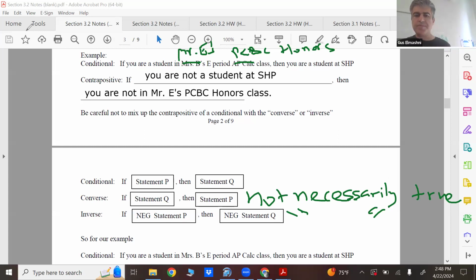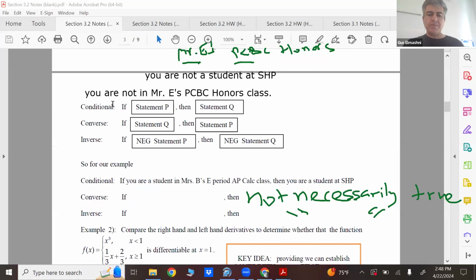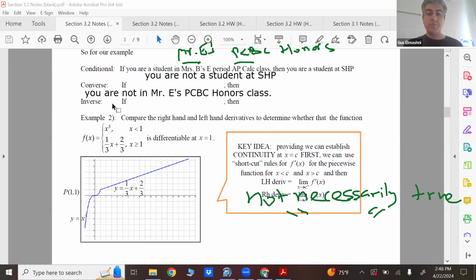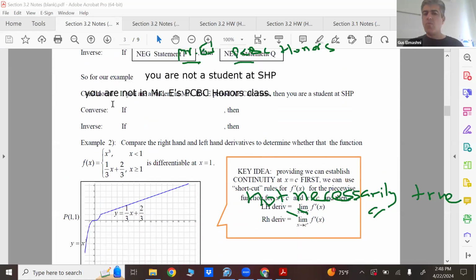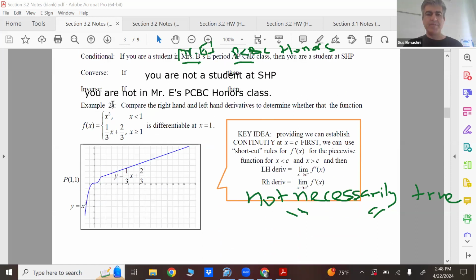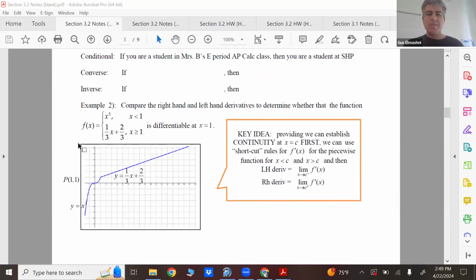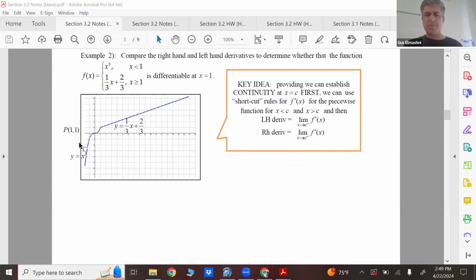Yeah, those are not necessarily true. Right, exactly. It can be. Right, when you swap both statements and then you negate. And let's move on to example 2. So the key idea, you have to establish continuity first, and then you can make a statement about differentiability.